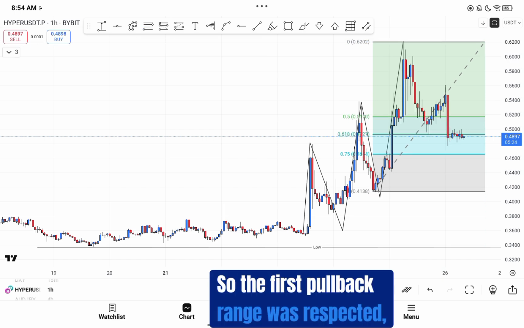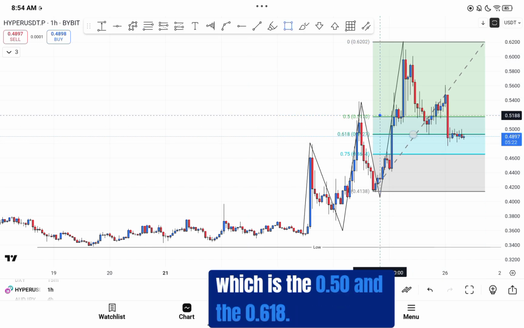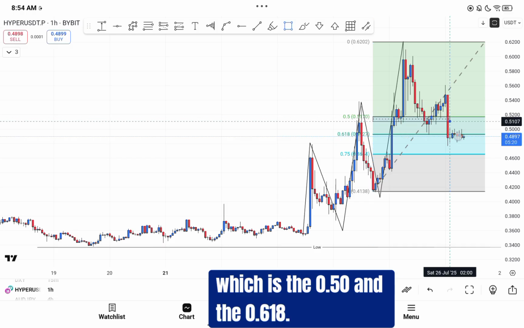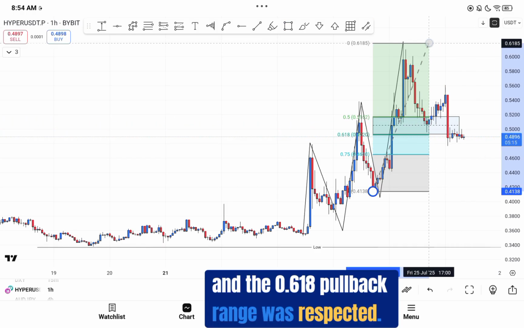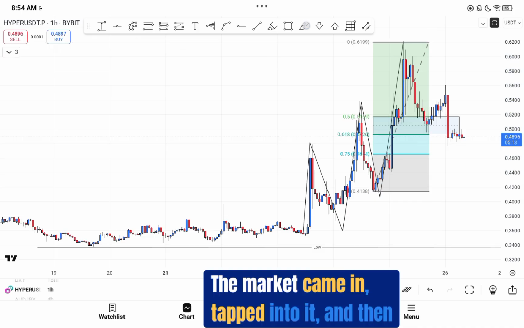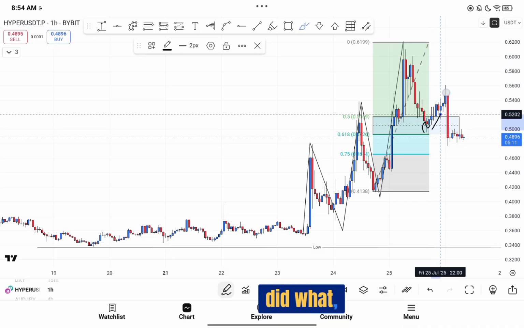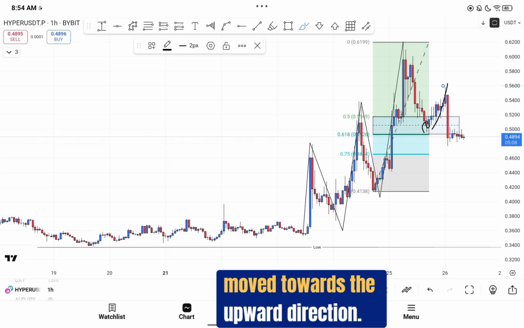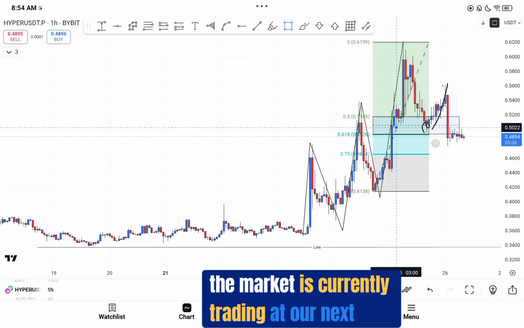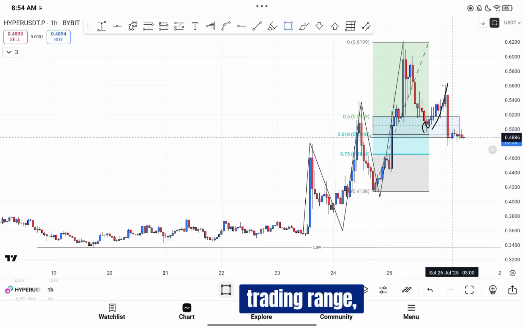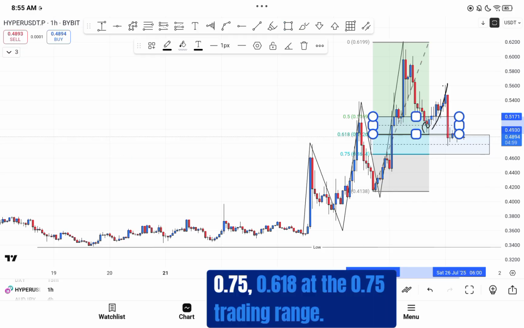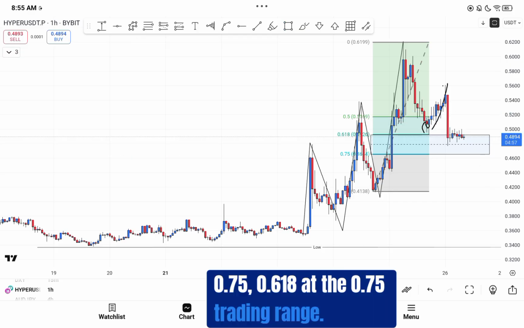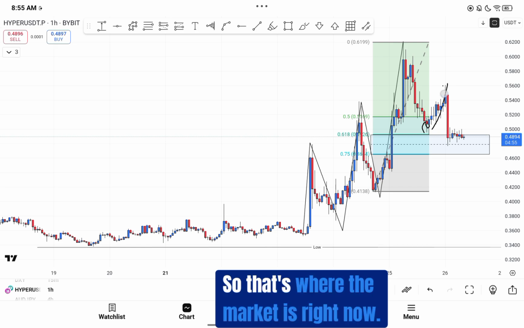Okay, so the first pullback range was respected, which is the 0.50 and the 0.618. You can see that the 0.50 and the 0.618 pullback range was respected. The market came in, tapped into it, and then did what? Moved towards the upward direction. So right now, the market is currently trading at our next trading range zone, which is the 0.618 and the 0.75 trading range. So that's where the market is right now.